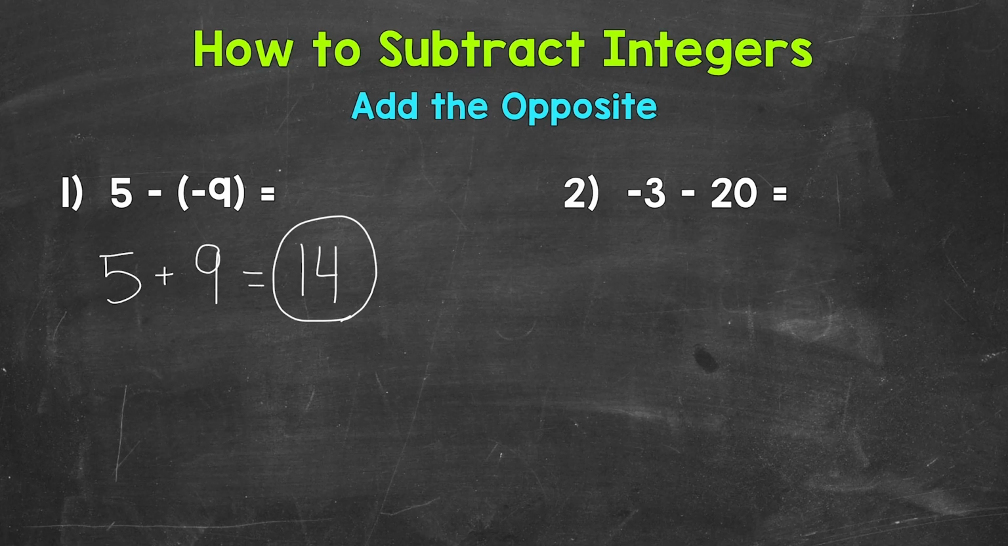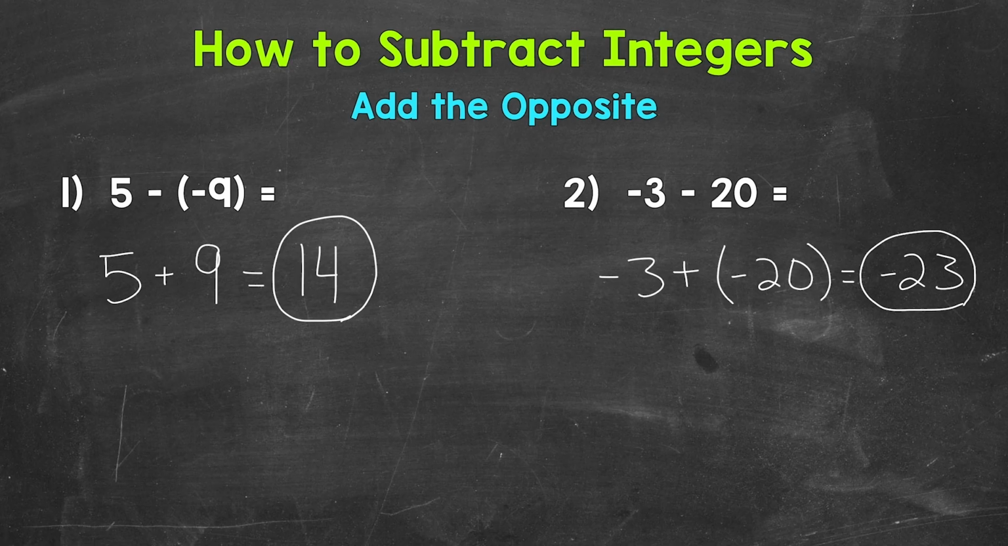So, let's add the opposite. -3 plus the opposite of positive 20 is -20. So we have -3 plus -20. Now, adding that -20, we are decreasing in value by 20. So we're starting at -3 and then decreasing in value by 20. That's going to give us -23. And that's our final answer. That's how we subtract integers.